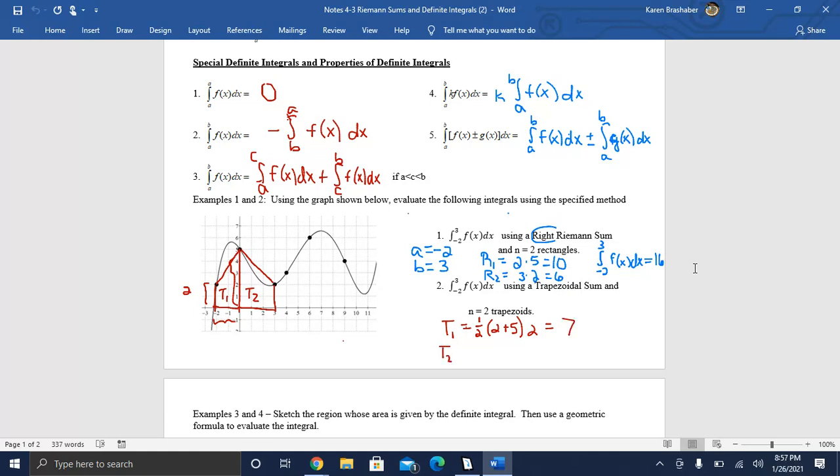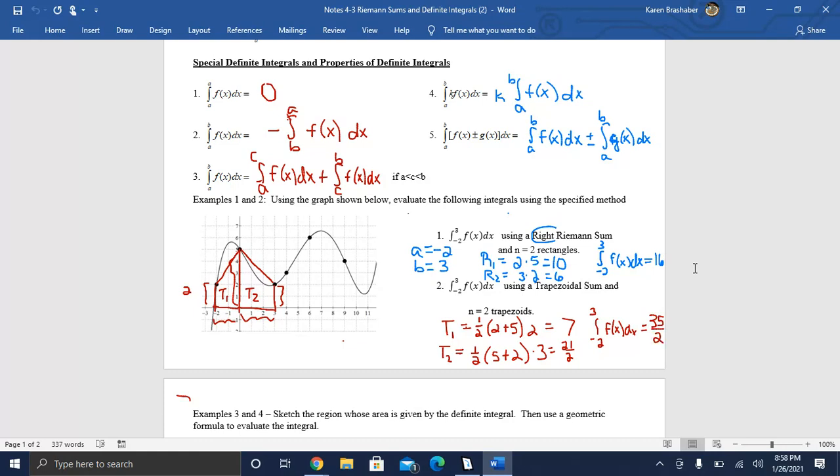My trapezoid 2, I have 1/2 times my first base, which is a 5, plus my second base, and that's this base, and that base is a 2, multiplied by the height of that trapezoid, which actually is 3. And so this is going to give me 7 times 3, which is 21, times 1/2. I'll have 21 halves. And so my integral from -2 to 3 of f of x dx, using the trapezoidal sums with n equaling 2, in other words, 2 trapezoids, would be the sum of 7 and 21 halves. So 7 is 14 halves plus 21 halves, and we would get 35 halves.